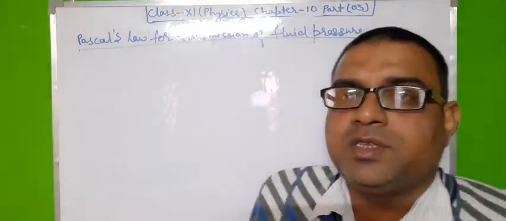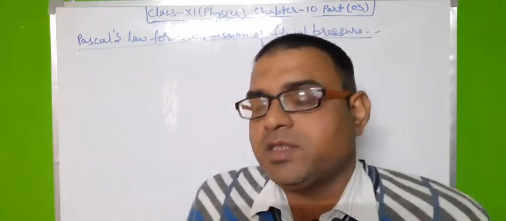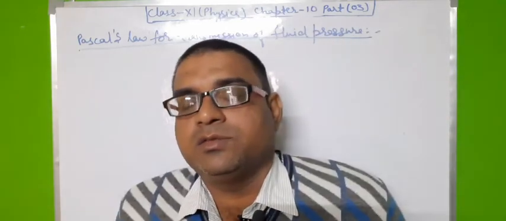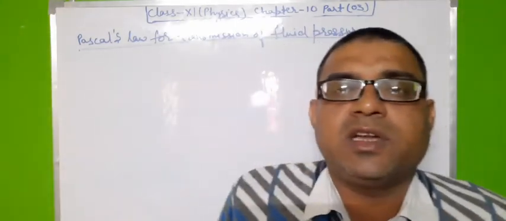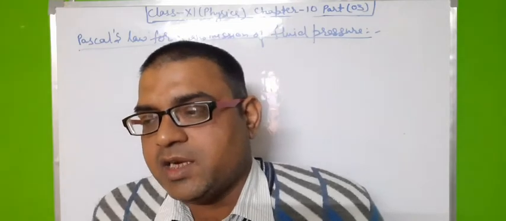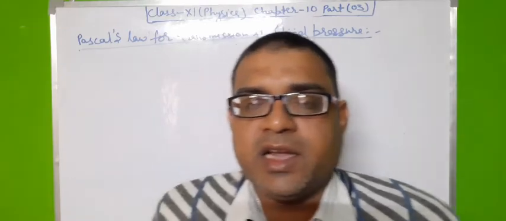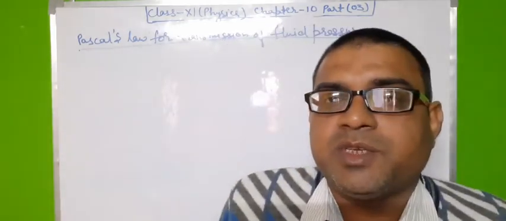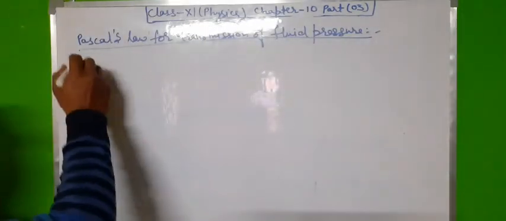So, dear students, for Pascal's law for transmission of fluid pressure, we take a liquid filled in a pipe, and if pressure is exerted, according to Pascal's law the pressure at similar heights will be the same. If the pressure is measured at equal heights, then the pressure will be the same. So what is the meaning of transmission of pressure by Pascal's law?